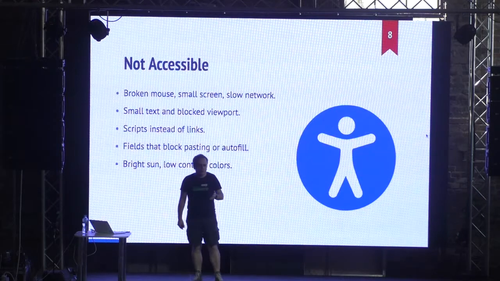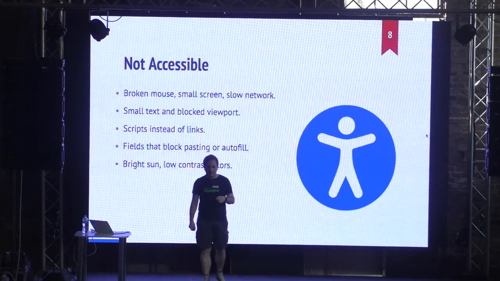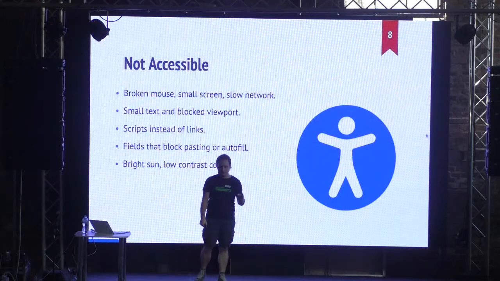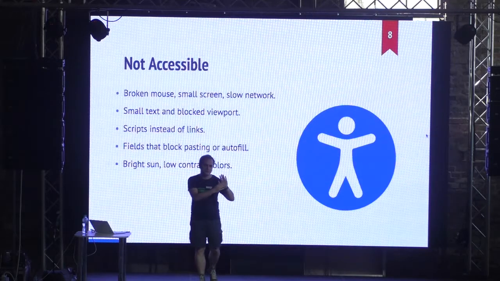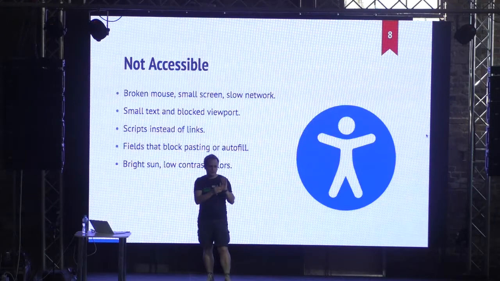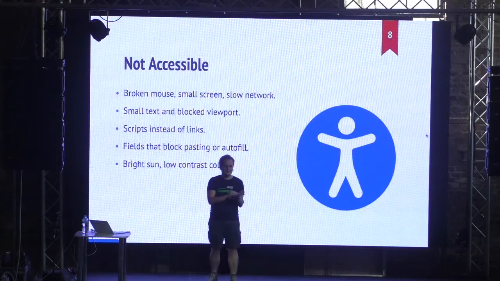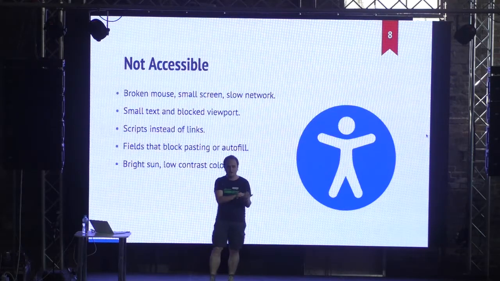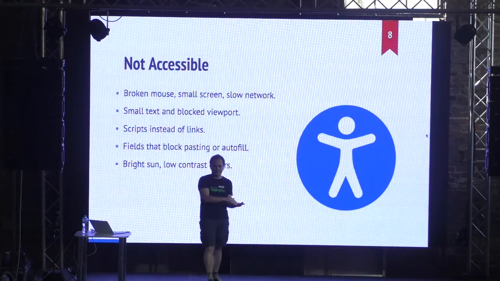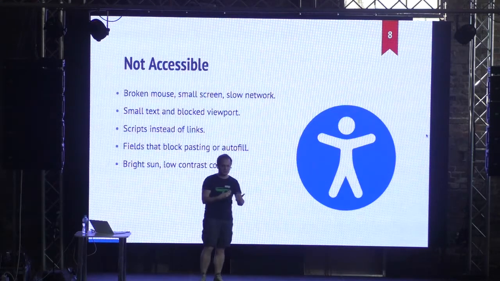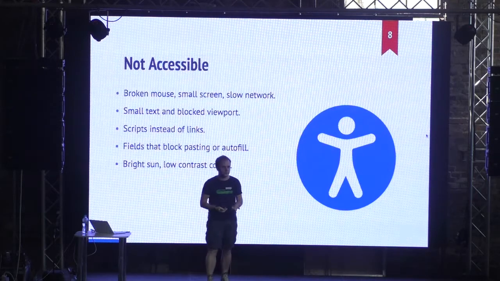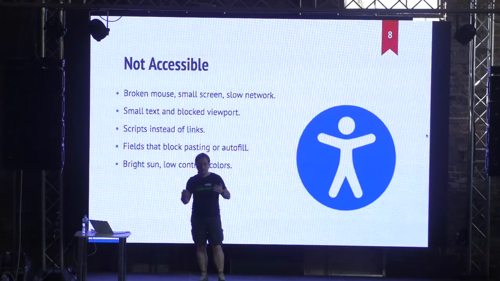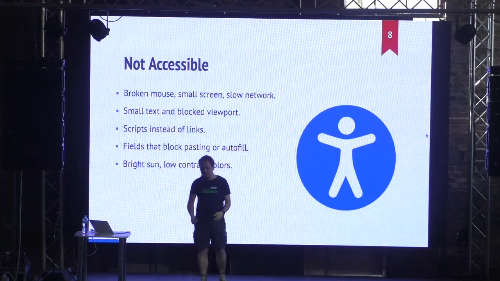Bright sun, low contrast colors. There was an application for fitness tracking. And I know they developed this application during the winter, and it was all black with white letters. But then summer came up, and they realized that it's not visible outside. Fitness tracker is not usable outside in the sun. What the hell? And they redesigned it to make it black on white instead of white on black. It's not an accessible solution. They didn't realize it because there was a winter.